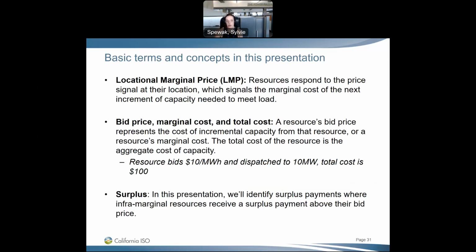Finally, I'll talk about surplus quite a bit in this presentation. We'll identify surplus payments, which is some level of profit that inframarginal resources receive. So inframarginal resources are resources that have a bid price below the market clearing price, and they receive a surplus payment that signals the value of these resources in the market.